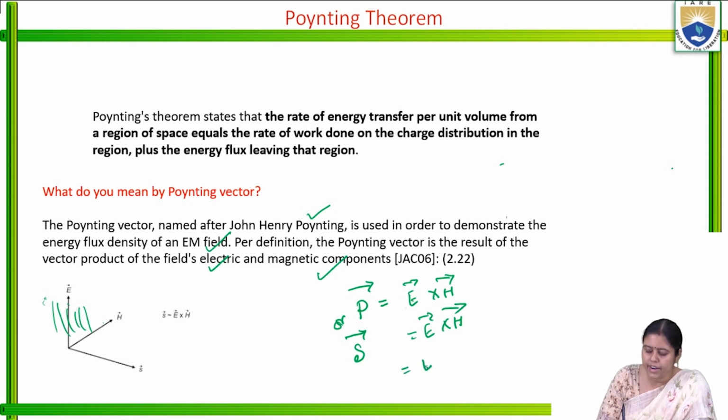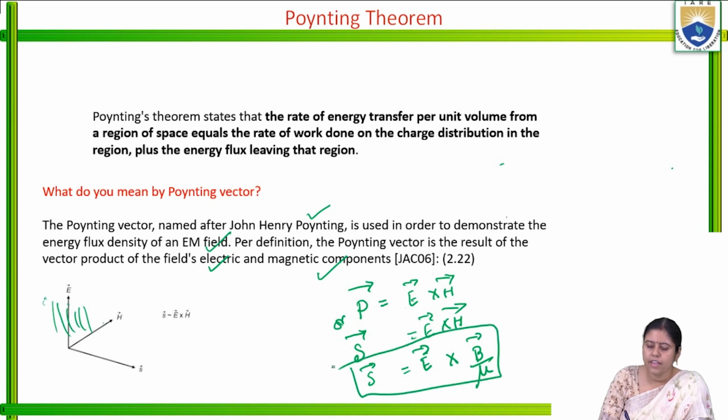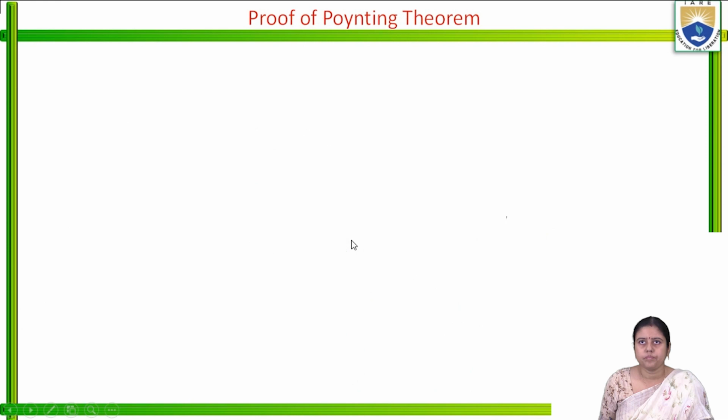It can be rewritten as E cross B by mu. As H is equal to B by mu, S can be rewritten as E cross B by mu. Now we will discuss the proof of the Poynting theorem.